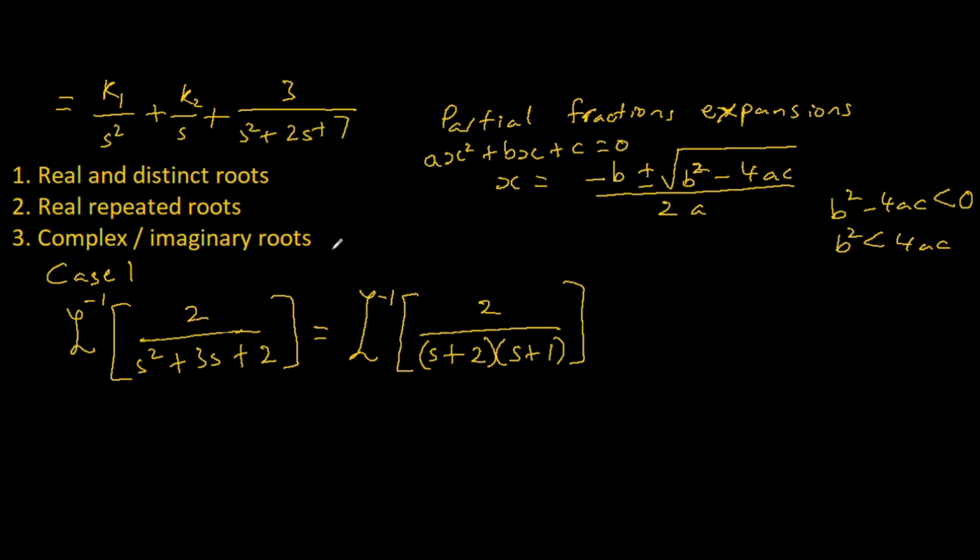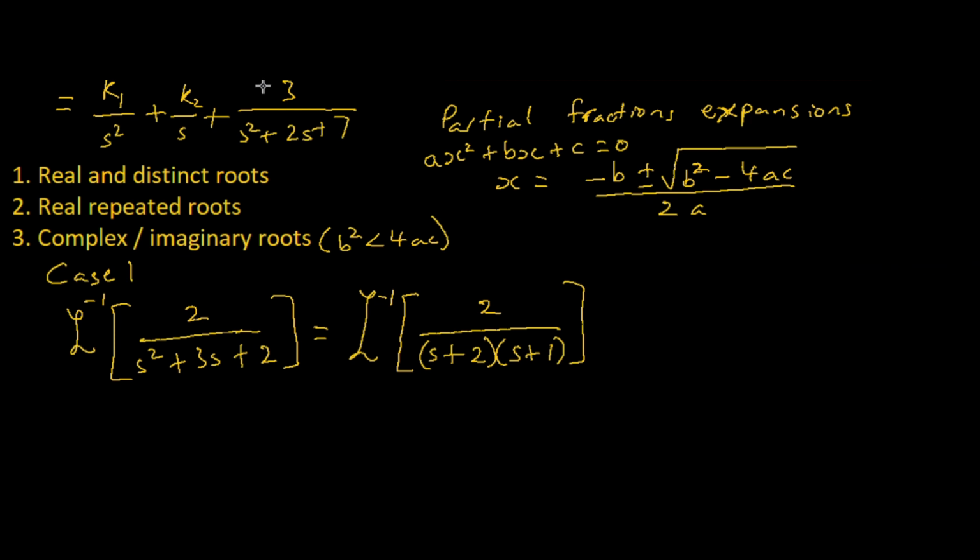Let me go ahead and write that here: b squared is less than 4ac. So that is your case 3. Your b squared is less than 4ac. That means that you have complex roots.